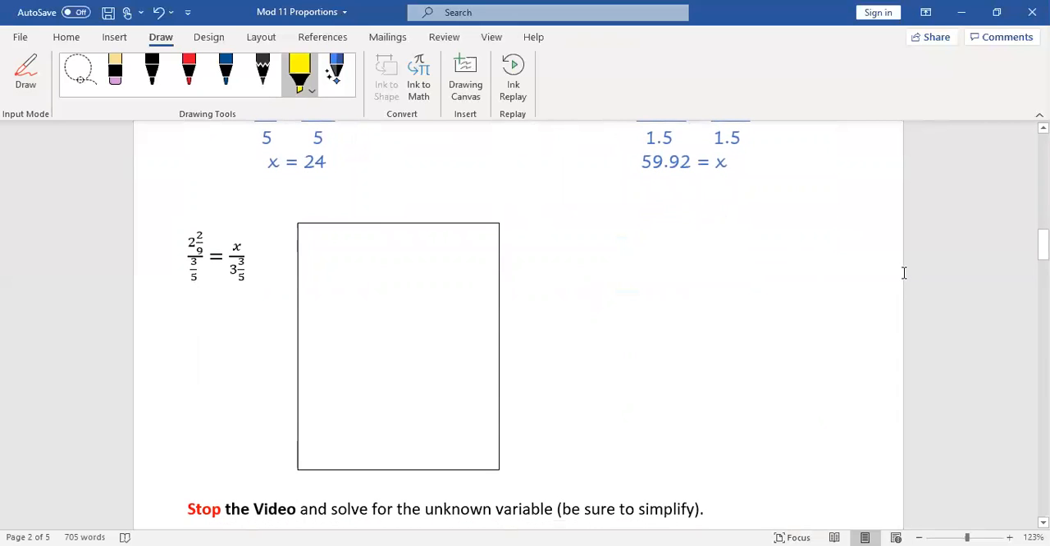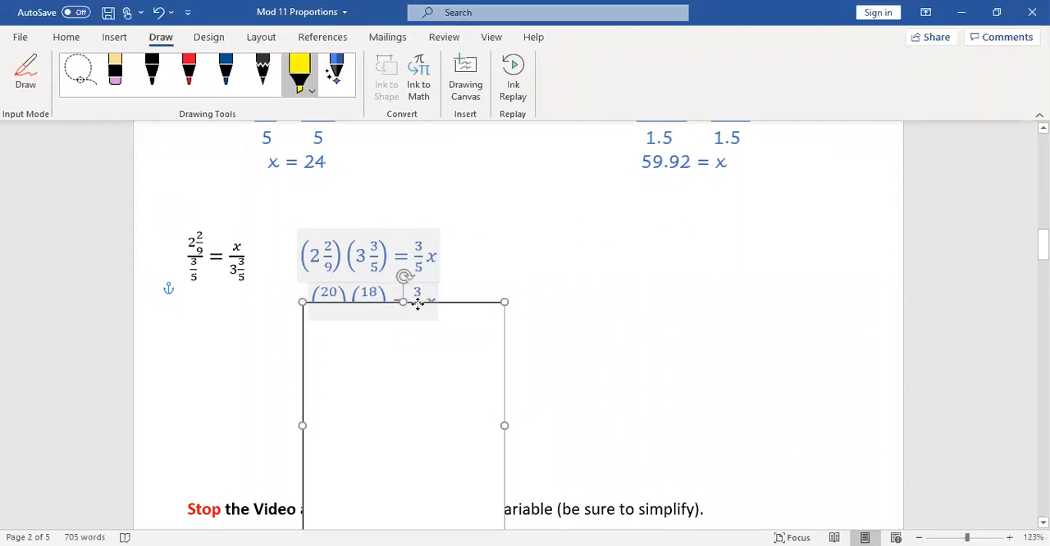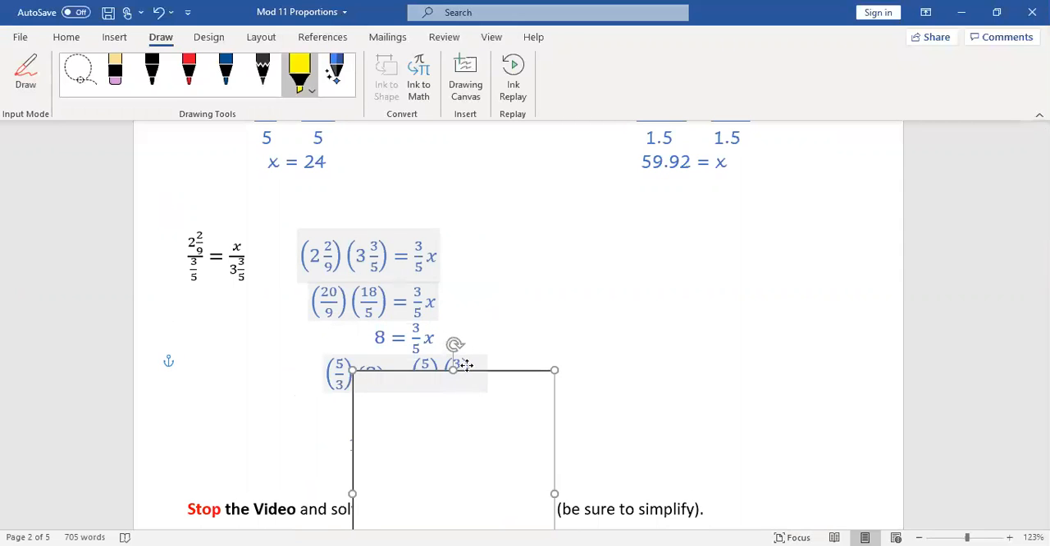So I have one more example for you. I have the mixed number 2 and 2/9 over 3/5 being equivalent to x over 3 and 3/5. Well, I'm going to take the product of the diagonals. So I'm going to take the 2 and 2/9 times the 3 and 3/5, and I'm going to write those as improper fractions. And then I'm going to reduce. 9 goes into 18 2 times, 5 goes into 20 4 times. That just gives me 8.